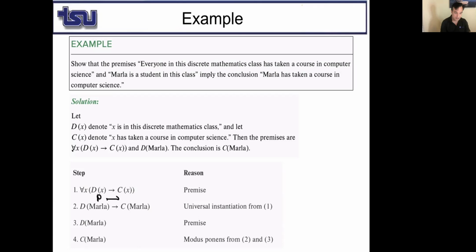P implies Q and P. Modus ponens was saying that if P and P implies Q is true, then Q must be true. If D Marla implies C Marla, and if D Marla is true, C Marla must be true. That means Marla is a student in the class.